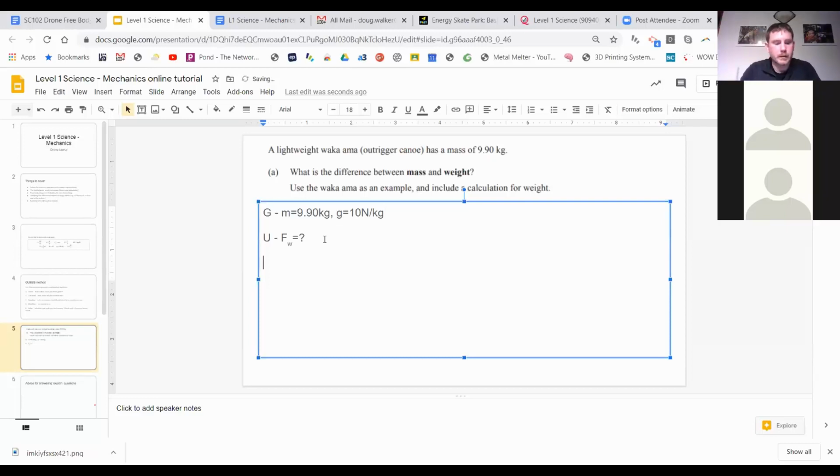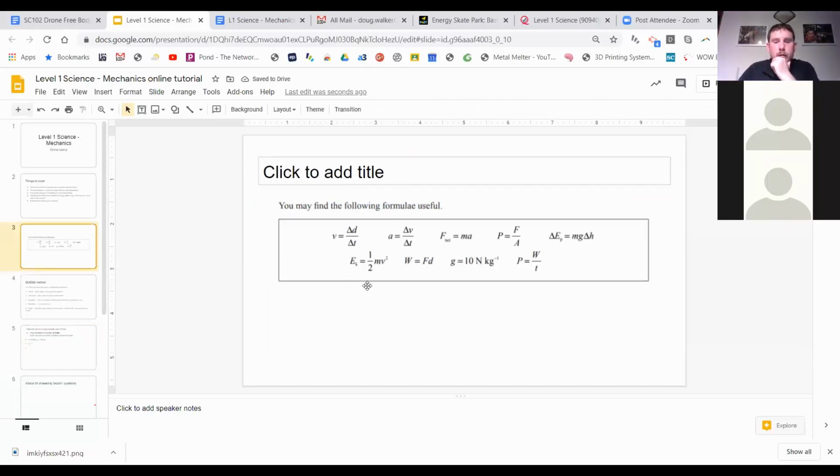So then the next letter in the GUESS method is the equation. So what equation do we have that links those? Well, if we flick back over here, then we've got force over here. We've got mass, 9.90 kilograms, and we've got acceleration. We remember that g can be called acceleration due to gravity, and you may have seen that formula written as F equals mg. So that's the formula we're going to use this time.